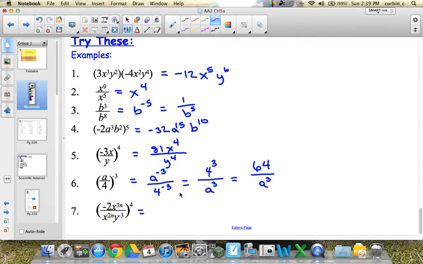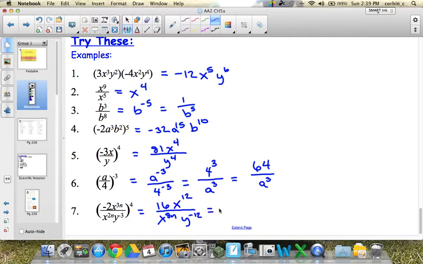My final example, I'm going to take everything and apply an exponent of 4 to it. Negative 2 to the 4th is 16. X to the exponent of 3n to the fourth. When you simply multiply those exponents, you get x to the 12n. On the bottom, x to the 2n to the fourth is going to be x to the 8n. And then y to the negative third is going to become y to the negative 12th.